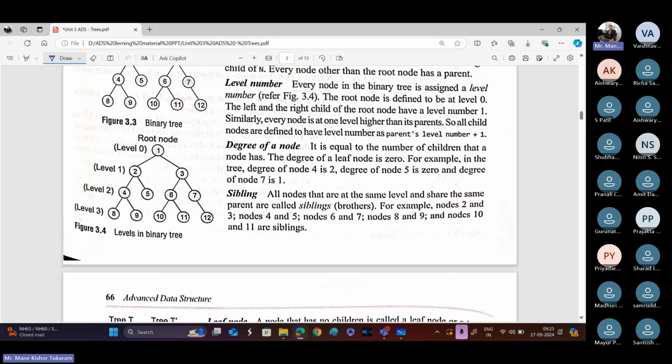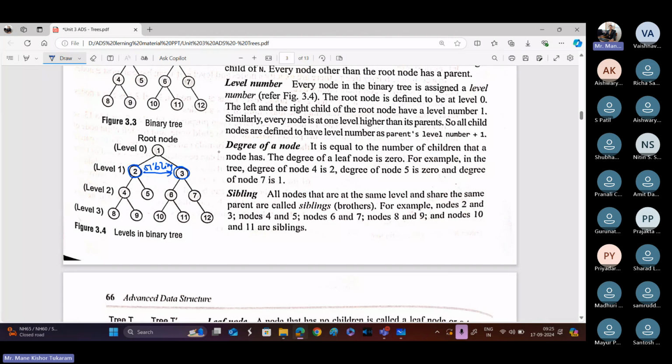So this is called as sibling. Okay. So suppose this is the particular node. I want to find the sibling node, that is the node at the same level. So this is called as sibling.